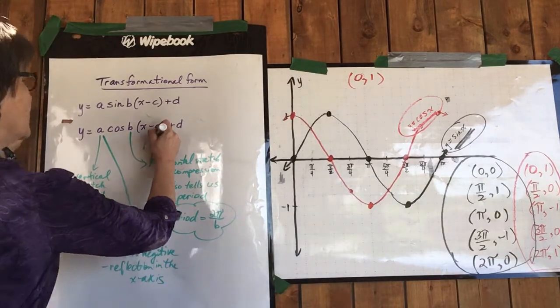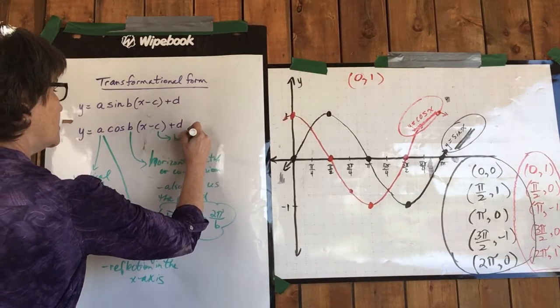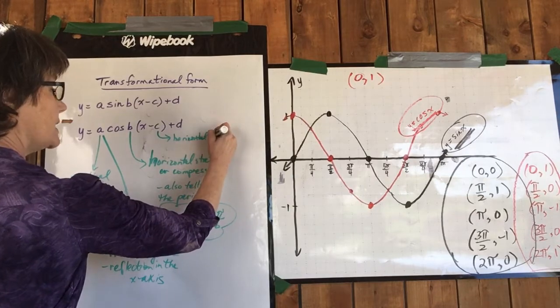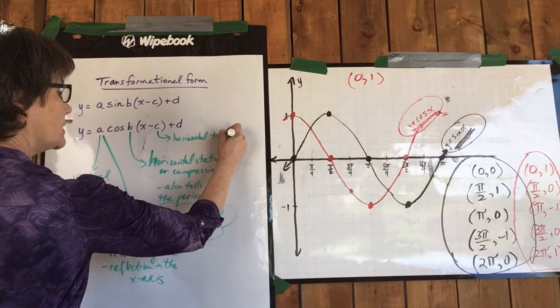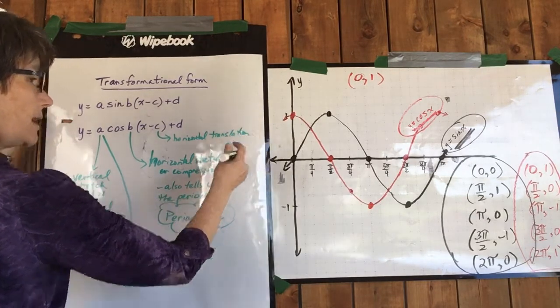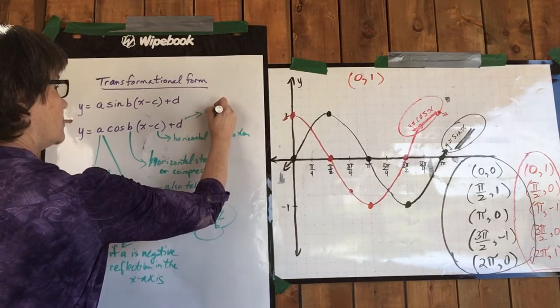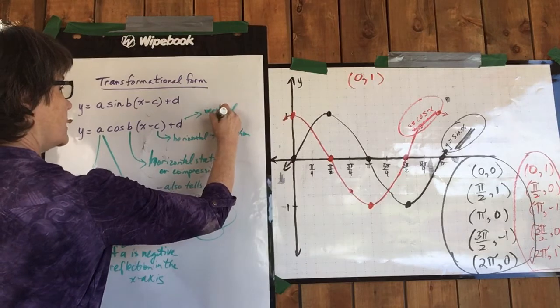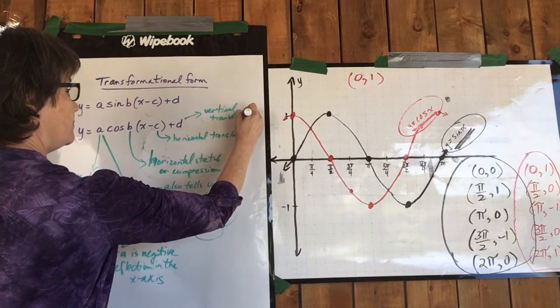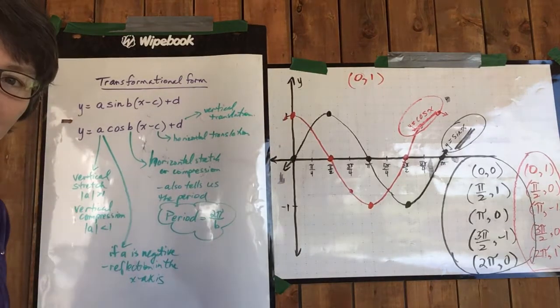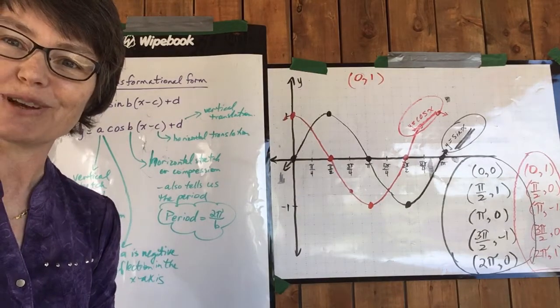All right, C is the horizontal translation or shift, so moving that graph one way or the other. And D is the vertical translation. We will be looking at these in more detail in the examples to follow. Have fun!